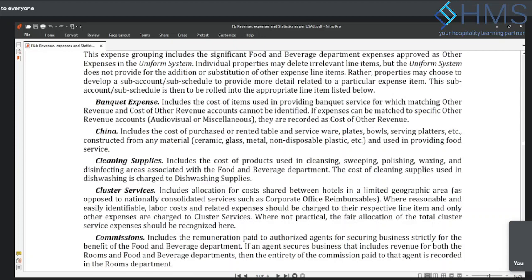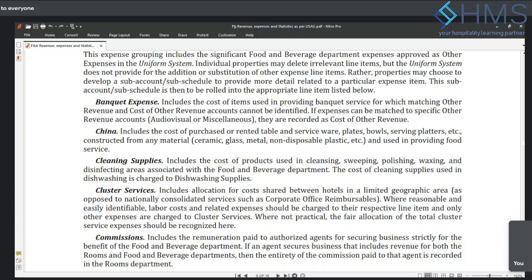The other items are similar, like cleaning supplies and contract services. They are the same as in the rooms department, pretty much no difference. When you are talking about the cost of cleaning in the restaurants or F&B, dishwashing is charged to dishwashing supplies. Only the general cleaning, the polishing of furniture and floors, those types of cleaning services are charged to cleaning supplies. Disinfection, like the COVID-19 sprays, is also charged to cleaning supplies.